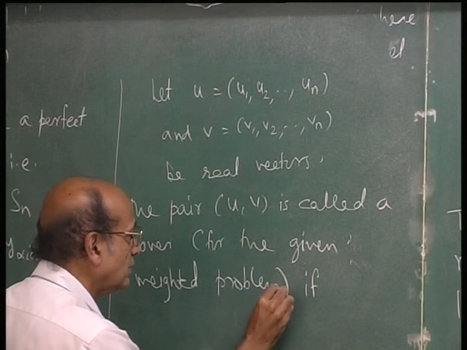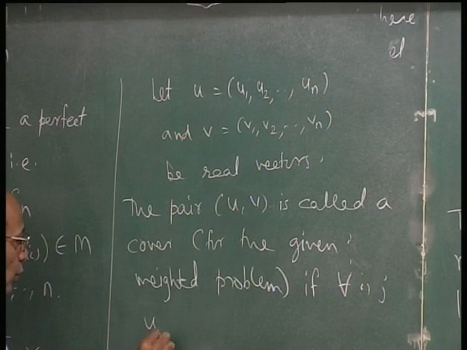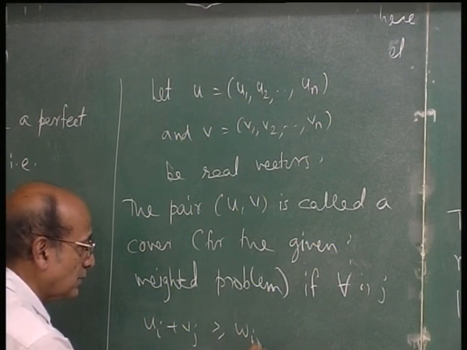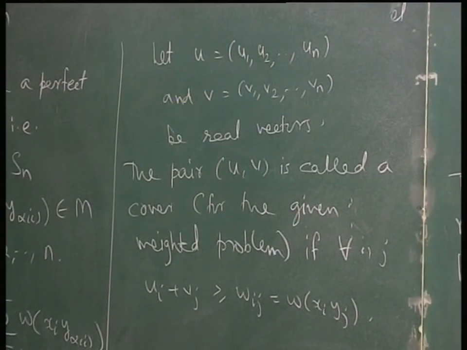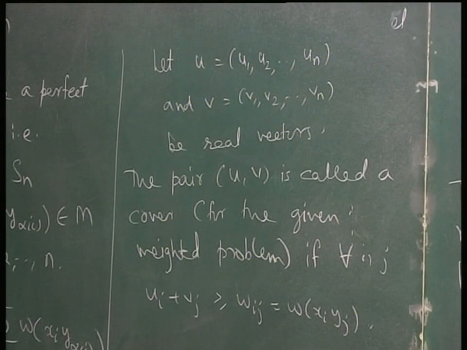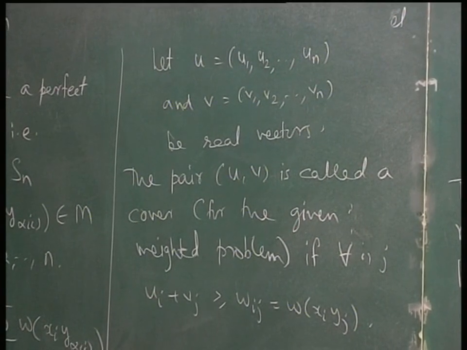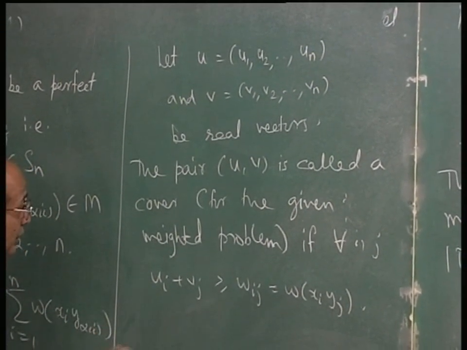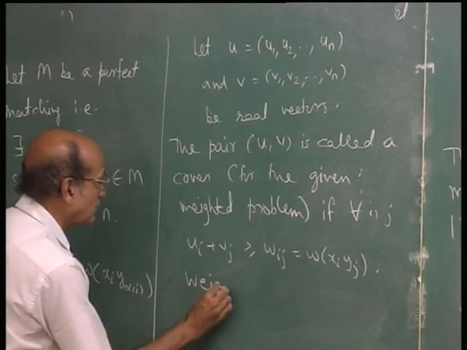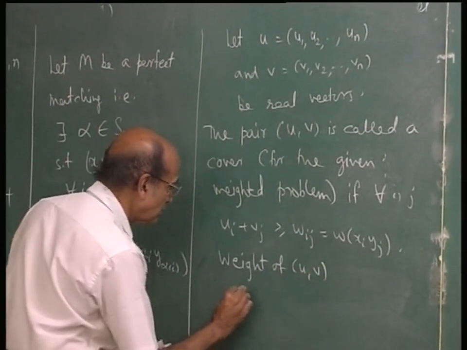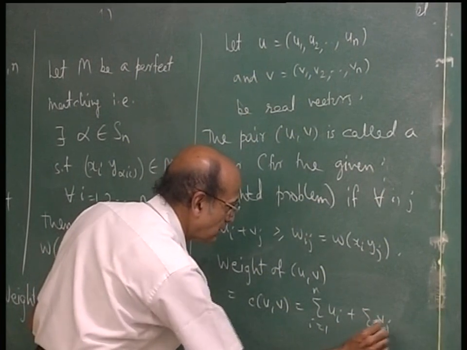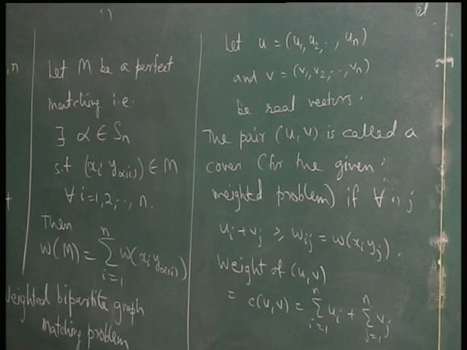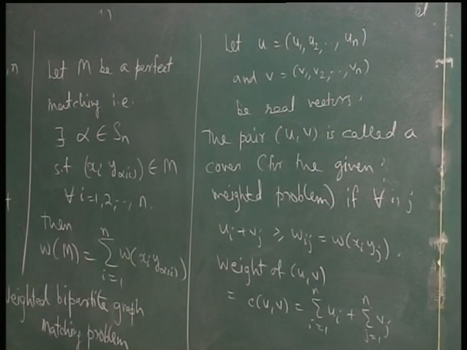If Ui plus Vj is at least wij for every edge, the cost or the weight of the cover is just the sum of all of them. So let's prove the very first duality lemma.